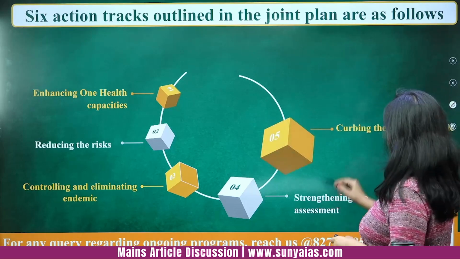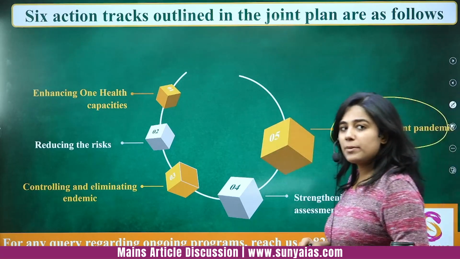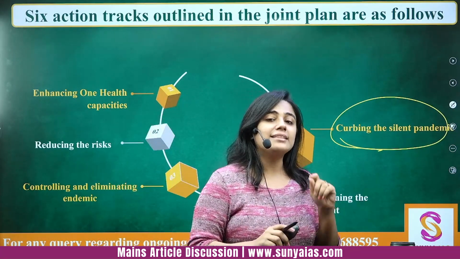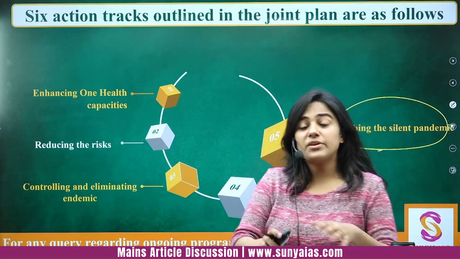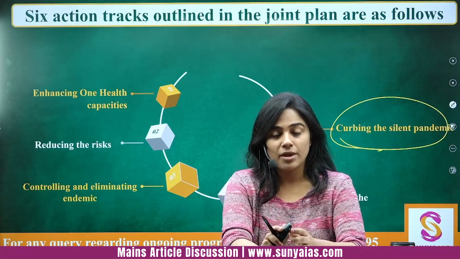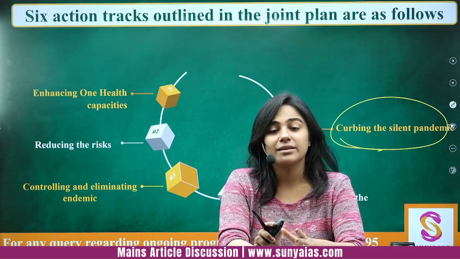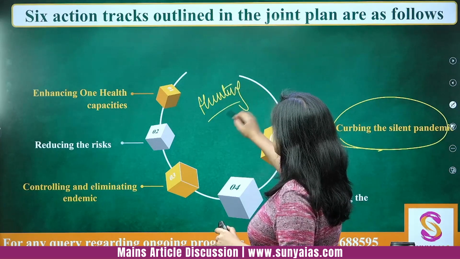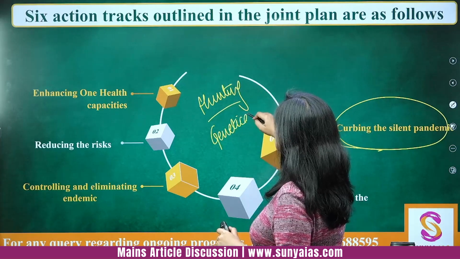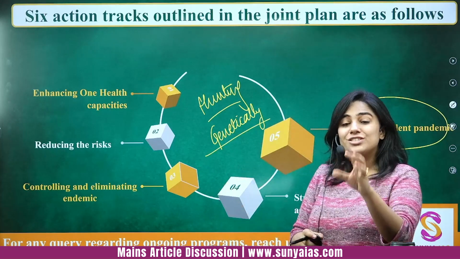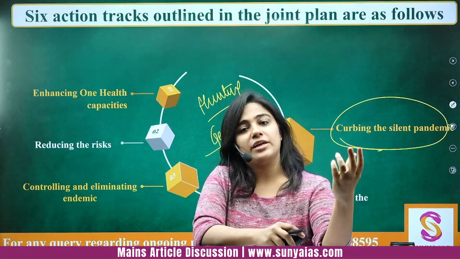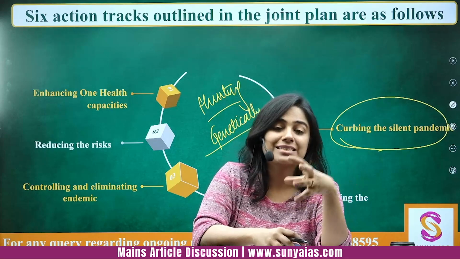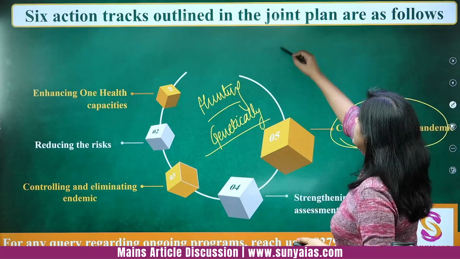Okay, so these are the things, and these are the action tracks on which the joint plan is going to function. Then curbing the silent pandemic. As I told you, the disease X, we have to be ready for that, and that is why this One Health concept. We have to live in harmony with the animal kingdom. We cannot dominate it anymore. It is done. We have been doing activities like hunting. We have been genetically modifying animals. We have been doing everything to impact the animal kingdom in a negative way, and this approach is not working anymore. It has led to, in fact, the lab leak theory.